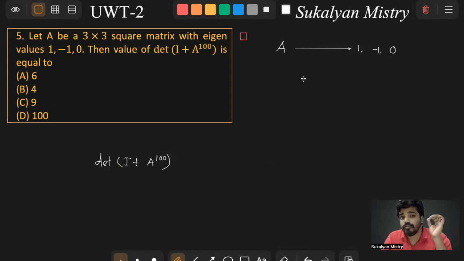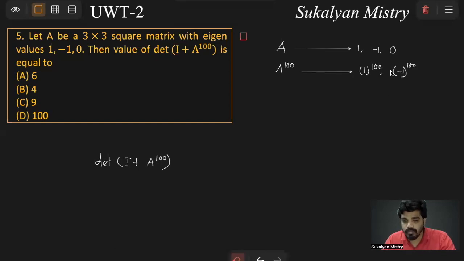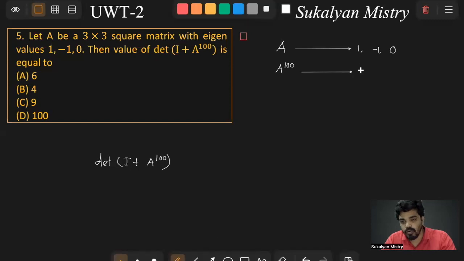Okay, so if the eigenvalues of a matrix A are lambda 1, lambda 2, up to lambda n, then eigenvalues of A to the power m will be lambda 1 to the power m, lambda 2 to the power m, up to lambda n to the power m. So the eigenvalues of A to the power 100 will be 1 to the power 100, minus 1 to the power 100. That means what do we get? You get the eigenvalues are 1, 1, 0.